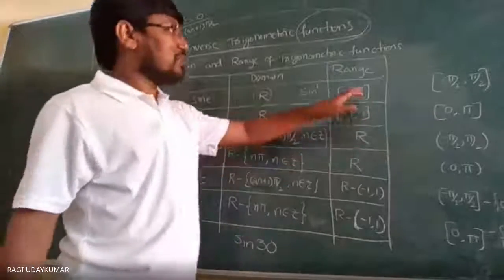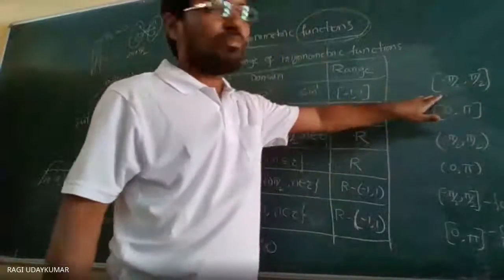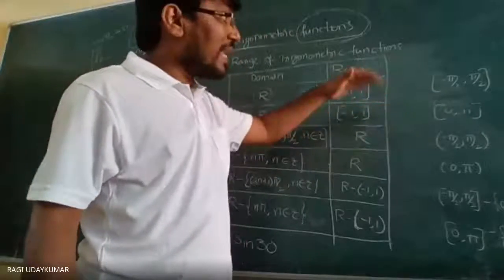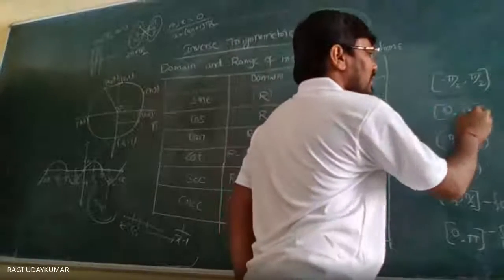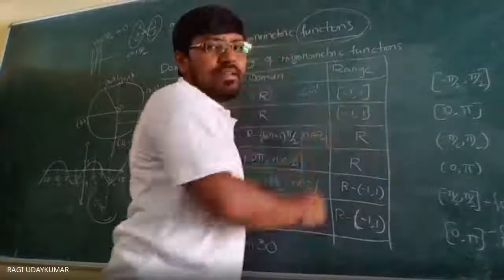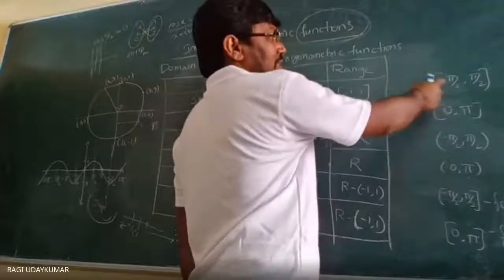So whatever the principal value branch, whatever the range, we need to get minus 1 to 1. Sine inverse of minus 1, if you are taking, that is minus pi by 2.